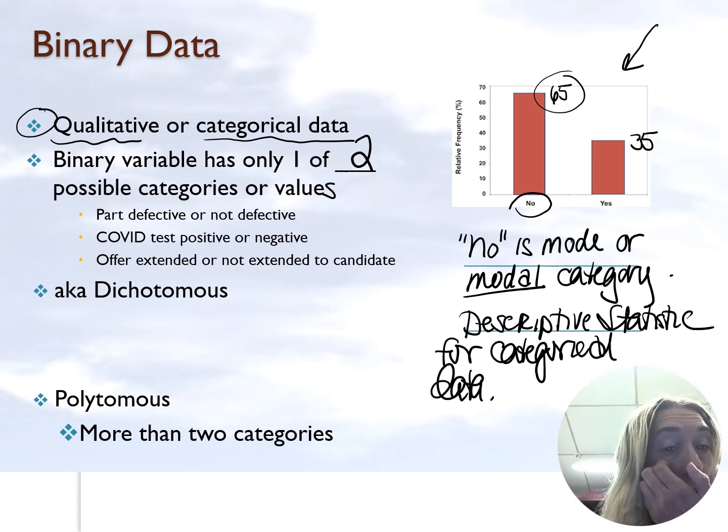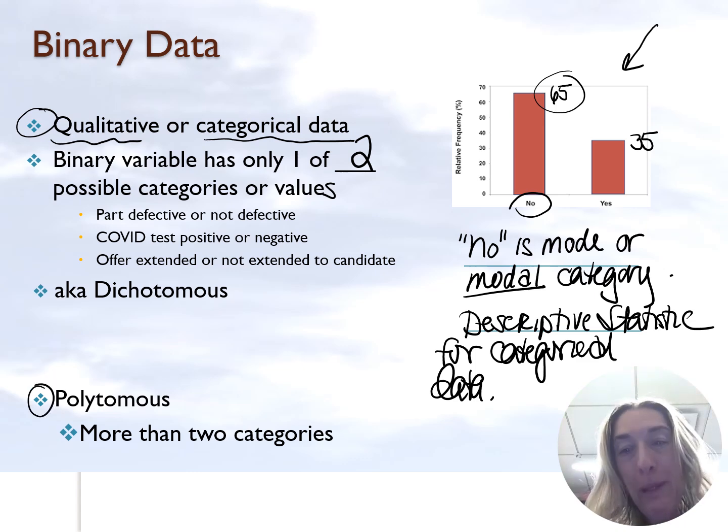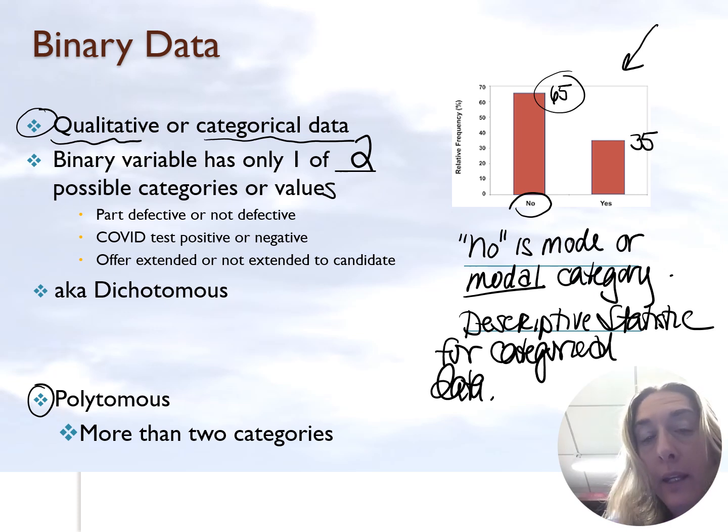Now, binary or dichotomous data is the opposite of polytomous data. Polytomous data simply means that it is a qualitative variable that has more than two categories, so poly.